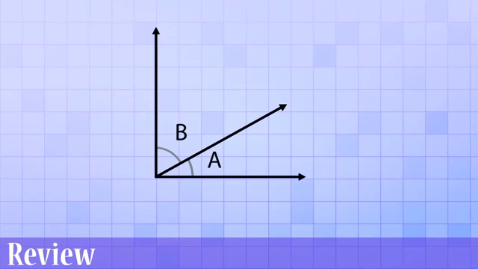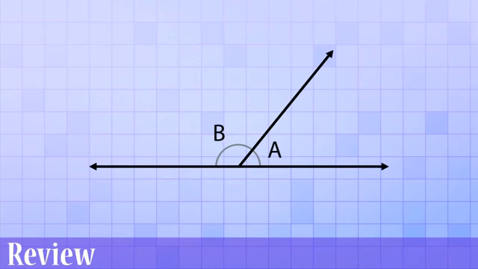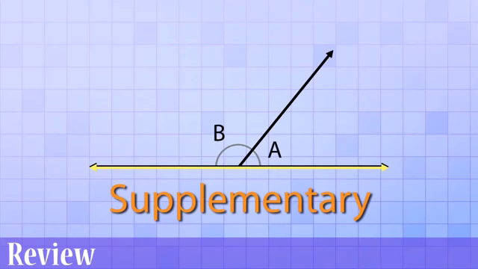Two angles that combine to form a right angle are called complementary angles. Two angles that combine to form a straight angle are called supplementary angles. In our next geometry video, we're going to learn more about angles and how to measure them.